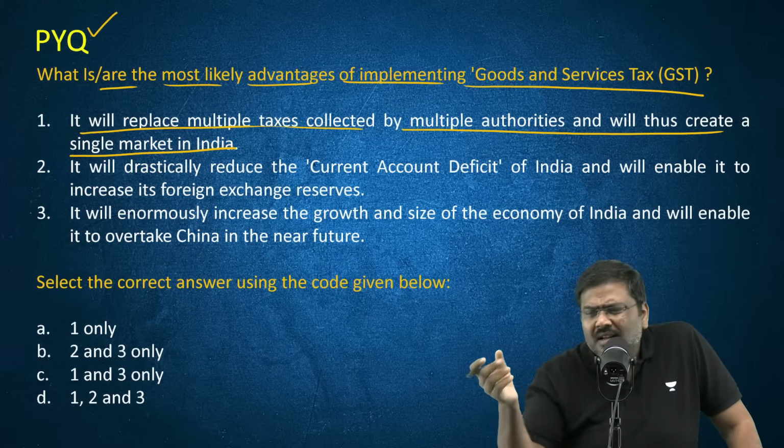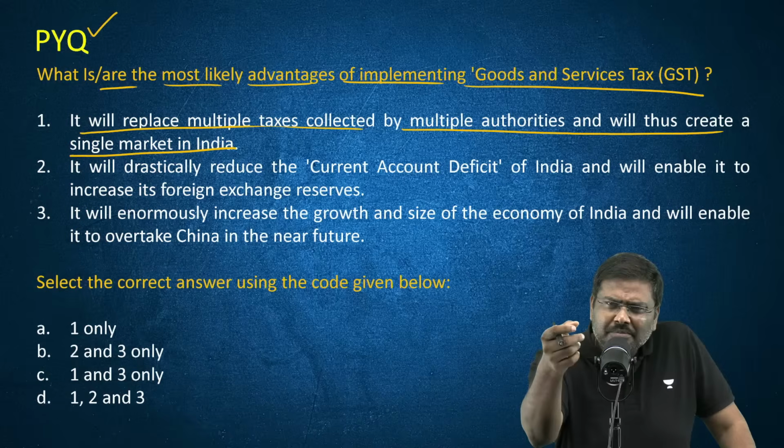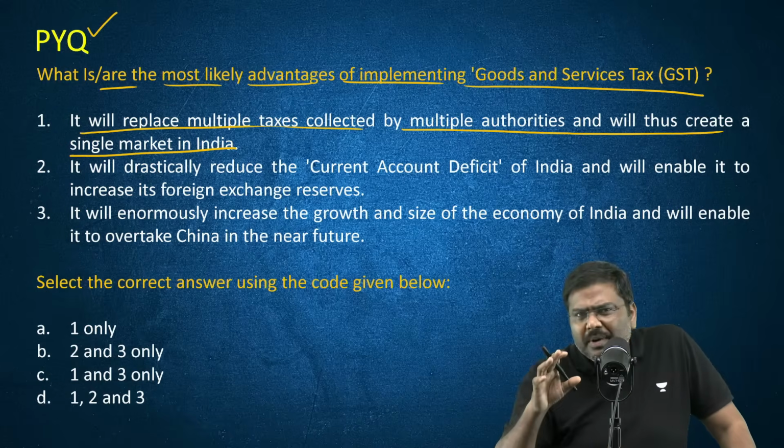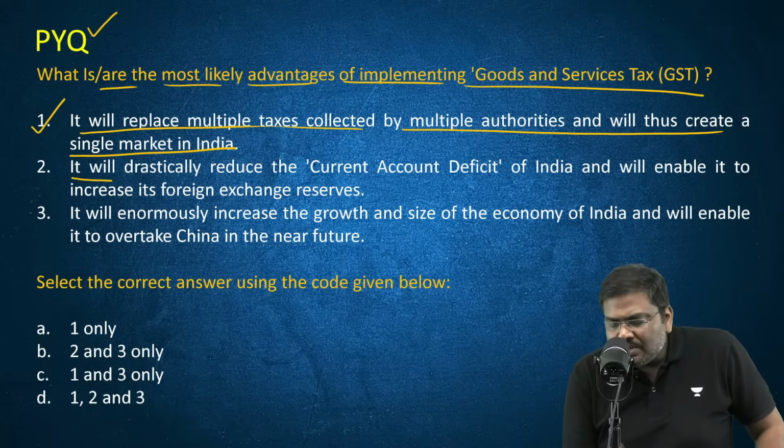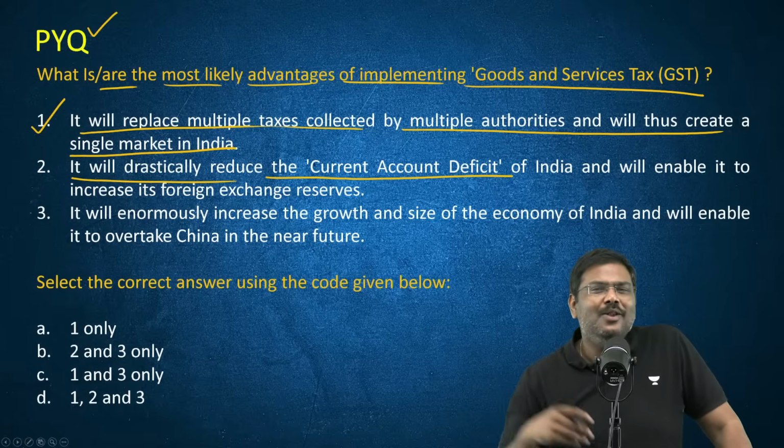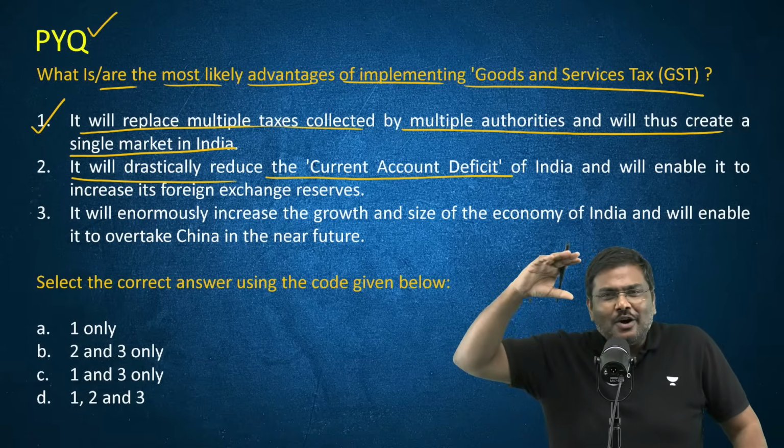Doesn't matter. One product will attract the same tax rate. Everybody is okay? So first statement, is it true? It will drastically reduce the current account deficit. A lot of you will basically say, sir, current account deficit.